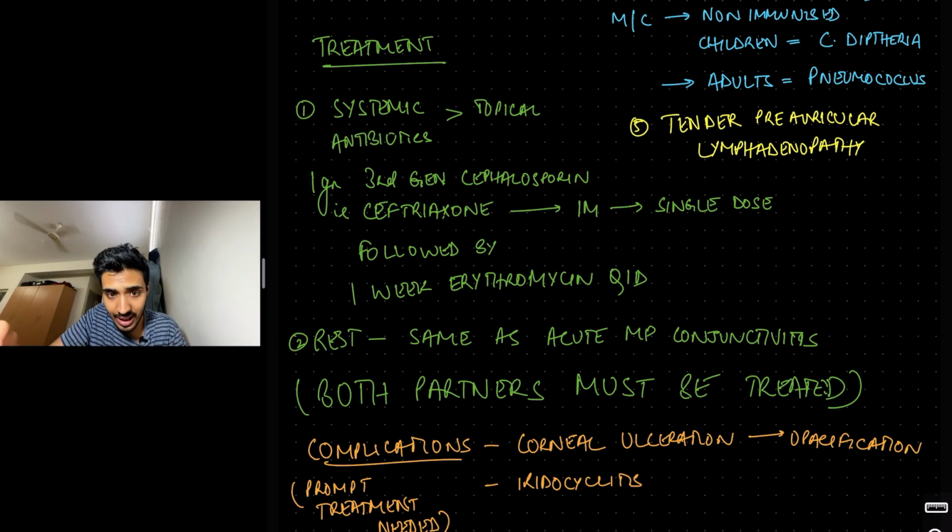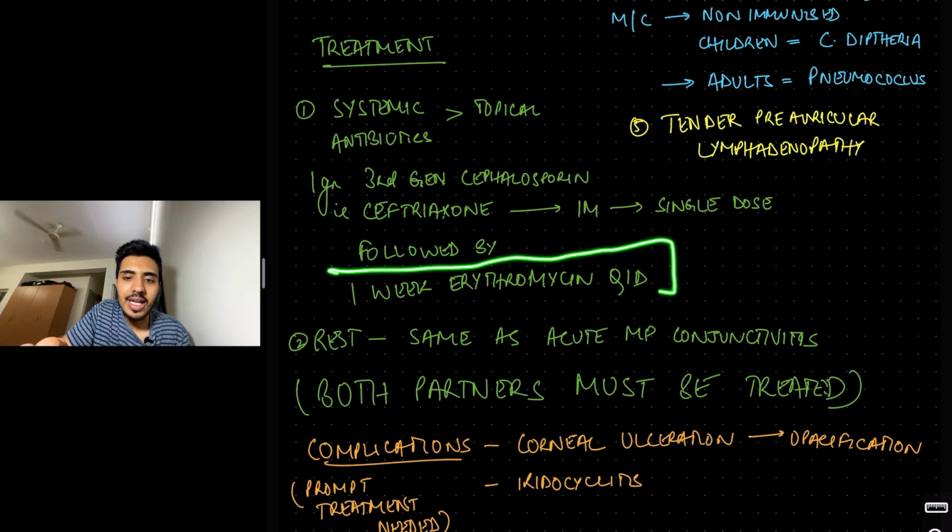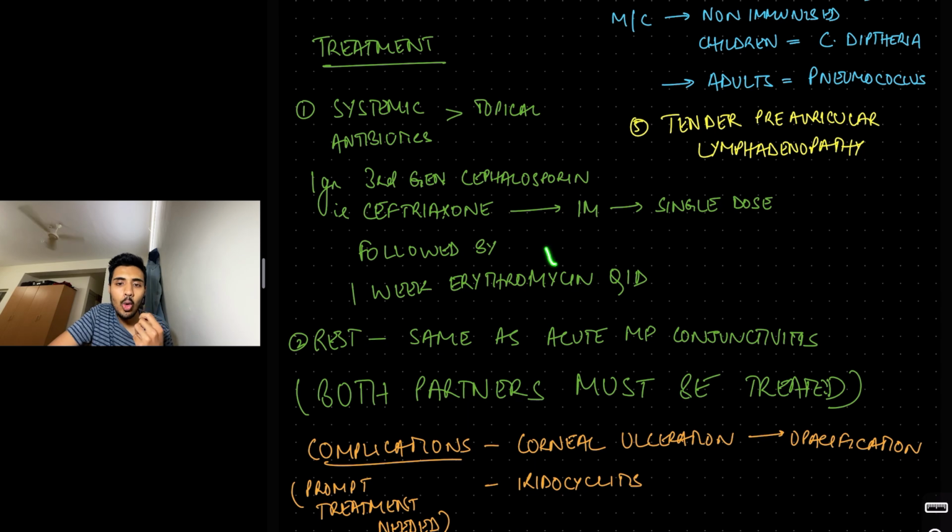This is followed by 1 week of erythromycin QID, 4 times a day, oral erythromycin for 1 week. Always remember, everything else is the same as acute mucopurulent conjunctivitis, the previous one, that is acute bacterial conjunctivitis. Give dark goggles for photophobia, do saline irrigation to wash the discharge off, give anti-inflammatory and analgesics. But here we won't give topical antibiotics, we'll give systemic antibiotics: 1 gram ceftriaxone intramuscular single dose injection, followed by 1 week of oral erythromycin QID.